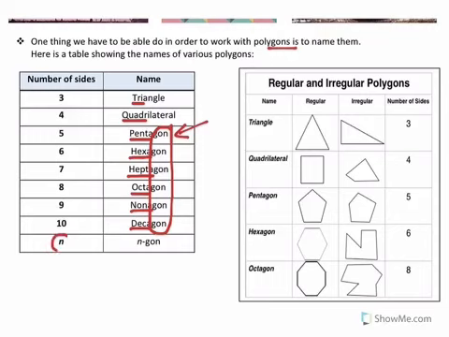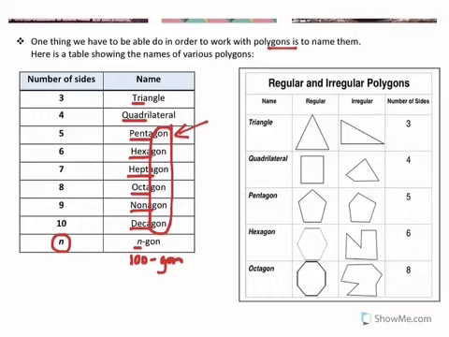I'm just going to use n if they ever give you a weird number of sides. So someone could ask you, well, what about a 100-sided shape? Well, I don't know what it's called, so instead of n, I'm just going to call it 100-gon. Okay. That's a little bit messy, but you know what I mean.